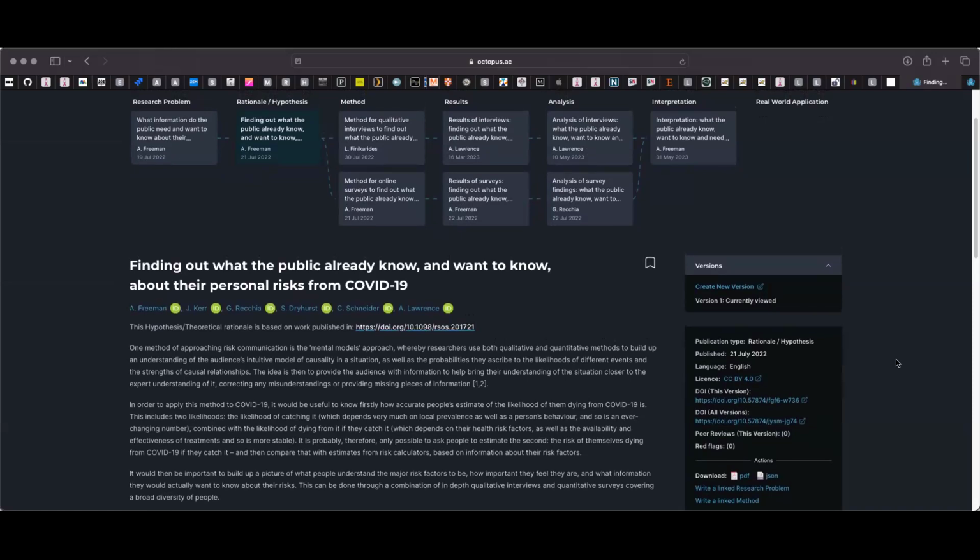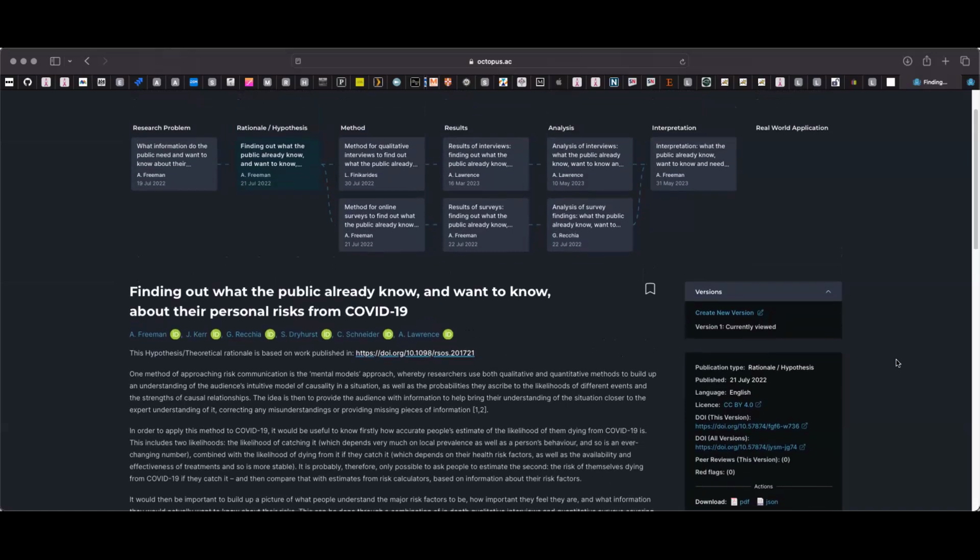Unlike the traditional publishing model, where a peer review would cover the entire context of a paper and therefore the bulk of a research project, with Octopus, peer reviews focus specifically on a single one of these publications, a single one of these tiles that you can see across the top. That means we have much more focused, granular peer reviews being left against these publications.